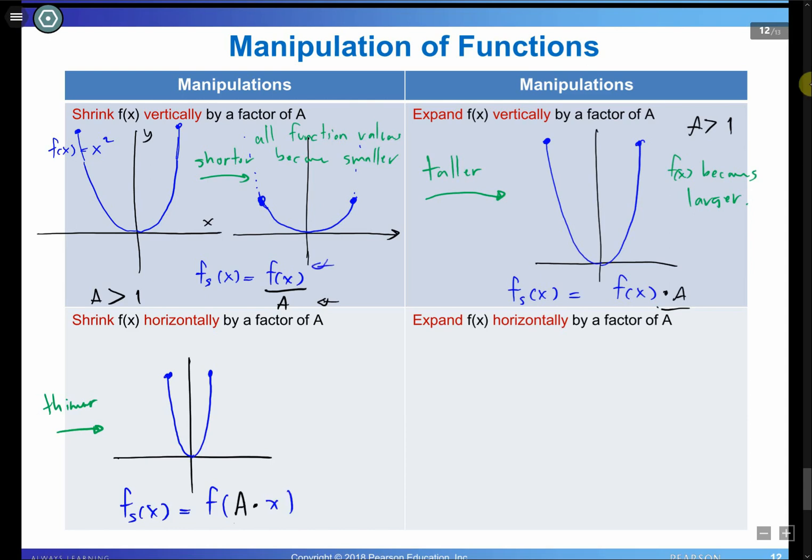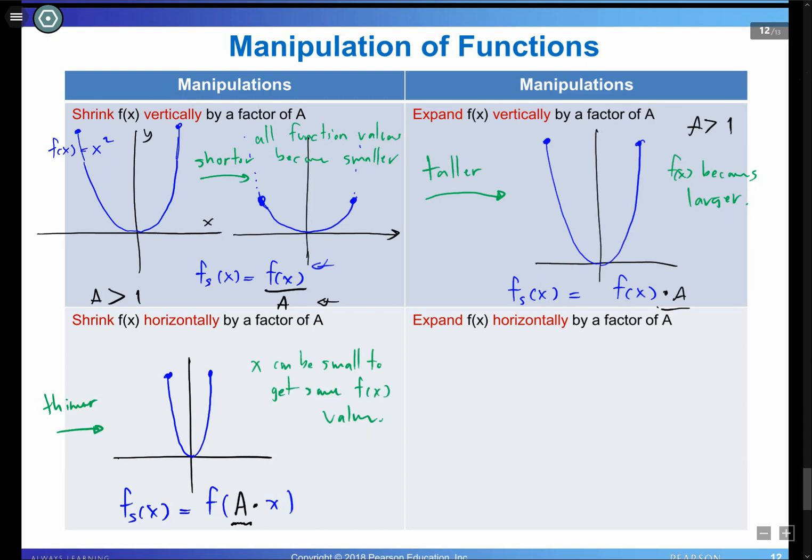So this extra term a is going to go inside the parentheses. When it goes inside the parentheses, it means that x doesn't have to be large in order to get the same function value. So now x can be small, and that's why you get a thinner graph. So make a note that x can be small to get the same function value.